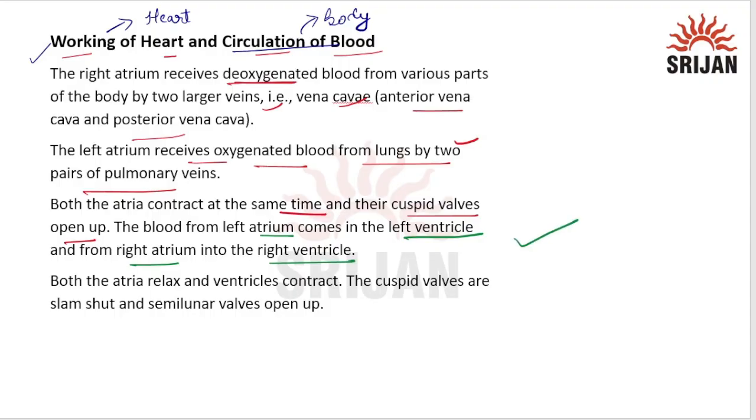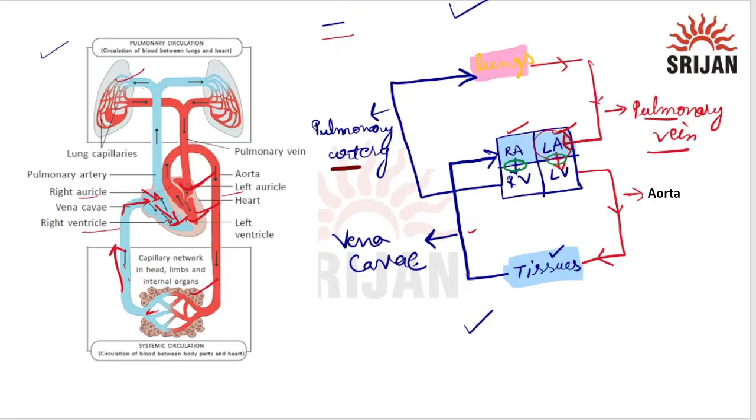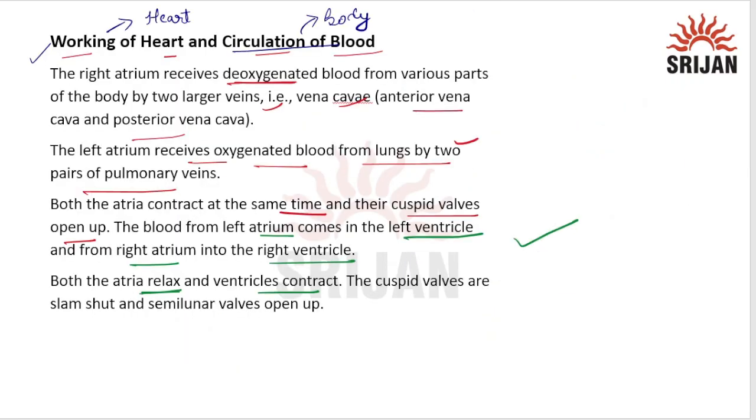Now what happens? The contraction has been done. Now both the atria relax and the ventricles contract. Why do these ventricles contract? Suppose I am highlighting it with the pink color. Because both the right ventricle and the left ventricle are involved in pushing the blood. Right ventricle will push the blood through the pulmonary artery to the lungs, and left ventricle will push the blood to the tissues through the aorta. And in this process, which valves will open? Semilunar valves will open. The cuspid valves slam shut to prevent the backflow, and semilunar valves open up.